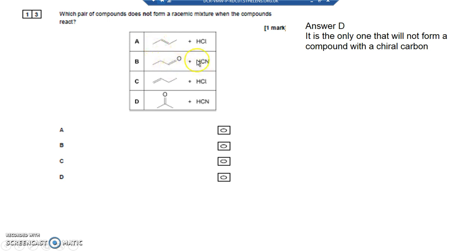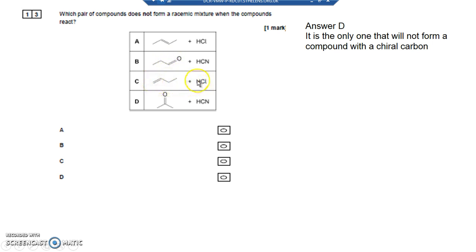The CN bonds on with nucleophilic addition. The lone pair of electrons on the C of the CN would attack that C plus there, and the delta minus there, the electrons would go onto the oxygen, then it would react with some dilute acid or some methanol to produce H plus. H plus would join on and make an OH, so I'm going to get CN here, OH, H is already joined, and I've got a CH2CH3, so this carbon would be a chiral carbon here.